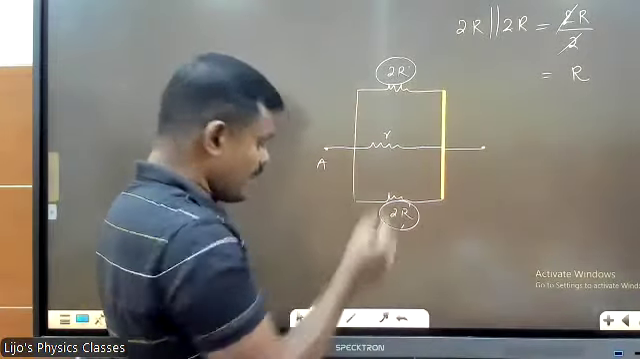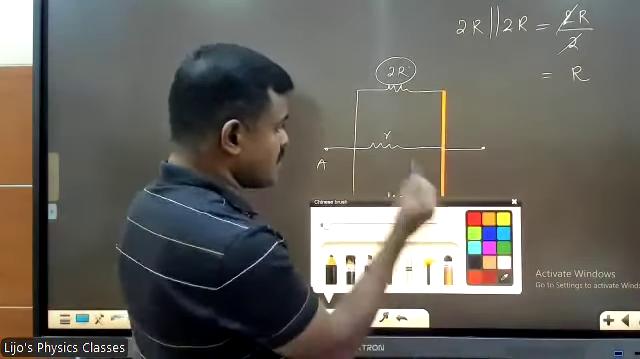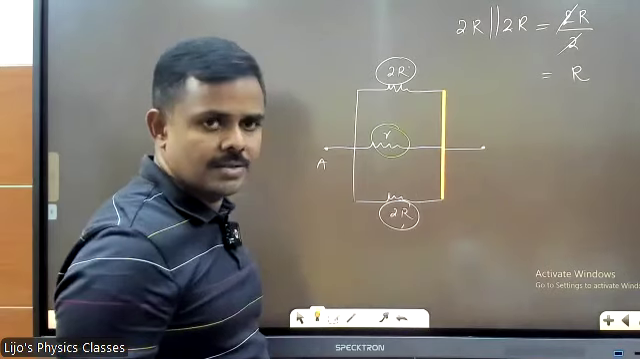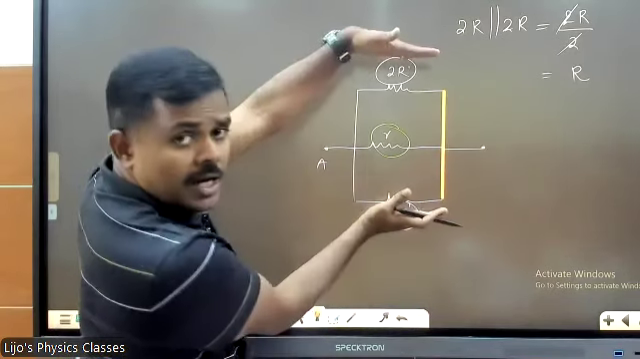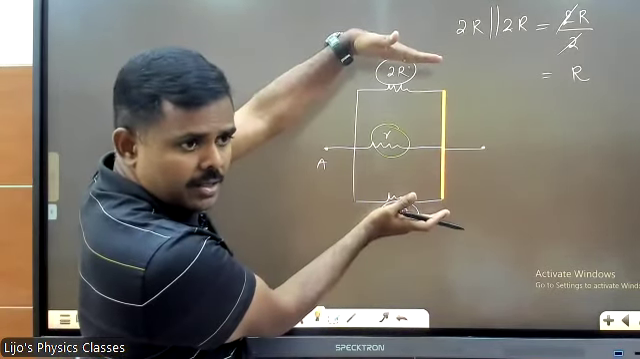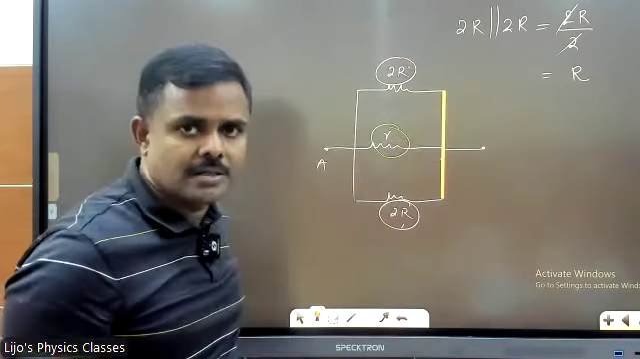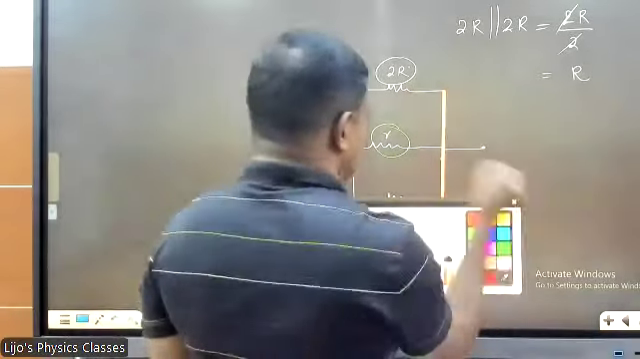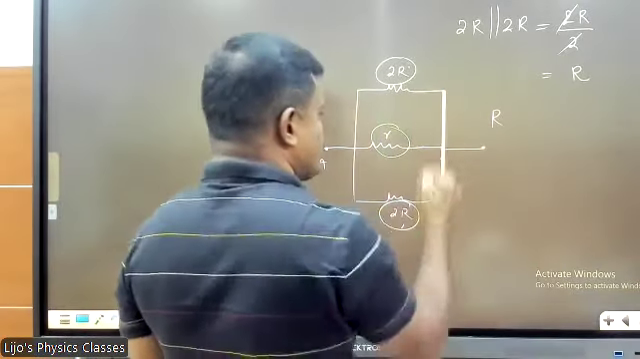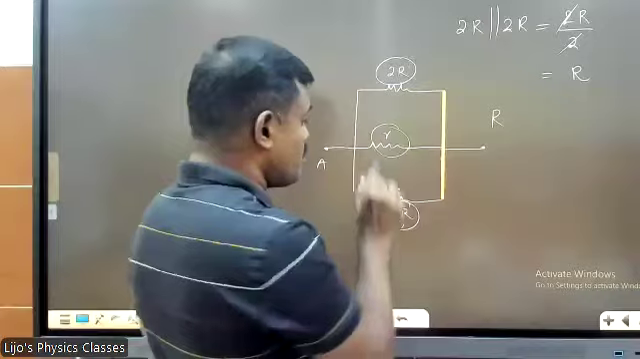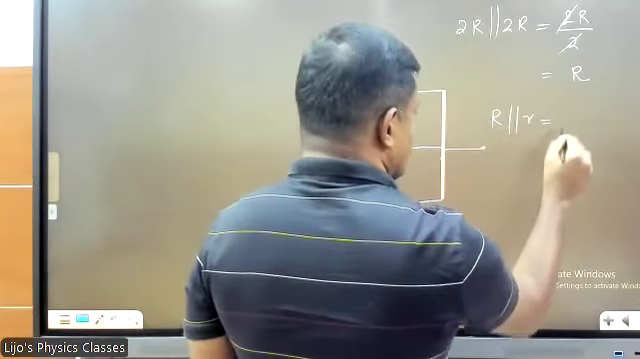That R is in parallel with, look at this yellow circle, this R, right? These two are already in parallel. You find their effective. That's in parallel with this. Got it? So tell me what you're going to get. So R, these two in parallel is capital letter R. Parallel to small letter R is what?